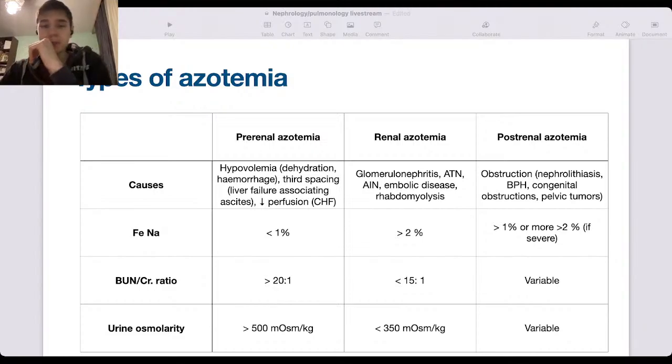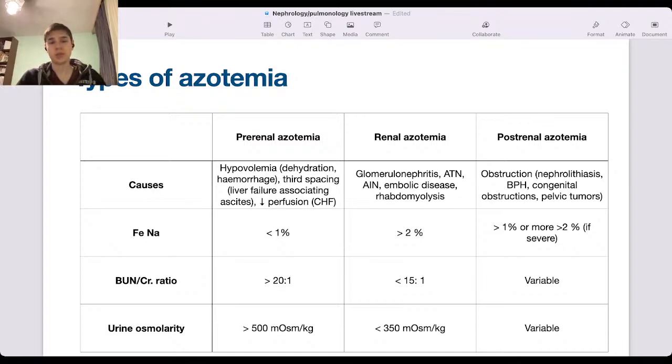Okay, so the fractional excretion of sodium is less than 1% in prerenal azotemia, is more than 2% in renal azotemia, and can vary between 1 to more than 2% if it is severe in postrenal azotemia.